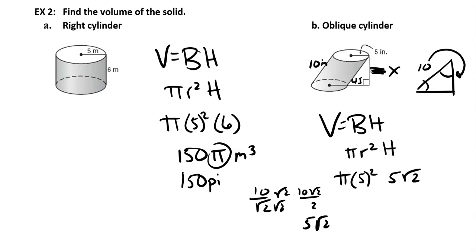Yeah, you're good. So that would be pi times 25 times 5 rad 2. 25 times 5 is 125. Rad 2 pi, or 125 pi rad 2. Does it matter the order? I mean, this one it looks ugly no matter what. Usually you put numbers before you get to your pi. Yeah, it just sounds funny. Does anybody have any questions on this?